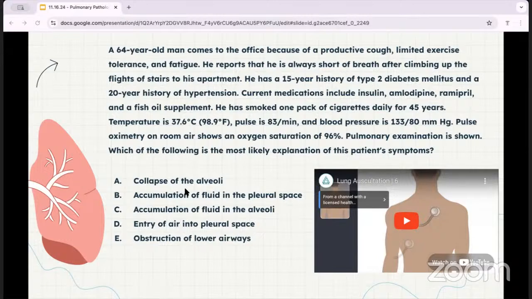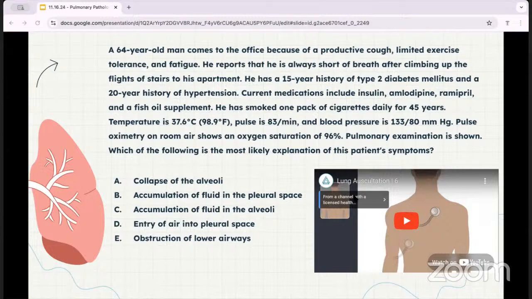A 64-year-old man comes to the office because of a productive cough, limited exercise tolerance, and fatigue. He reports that he is always short of breath after climbing up the flight of stairs to his apartment. He has a 15-year history of type 2 diabetes mellitus and a 20-year history of hypertension. Current medications include insulin, amlodipine, ramipril, and a fish oil supplement. He has smoked 1 pack of cigarettes daily for 45 years. Temperature 98.9, pulse 83, blood pressure 133 over 80 millimeters of mercury. Pulse ox on room air shows O2 saturation of 96%.